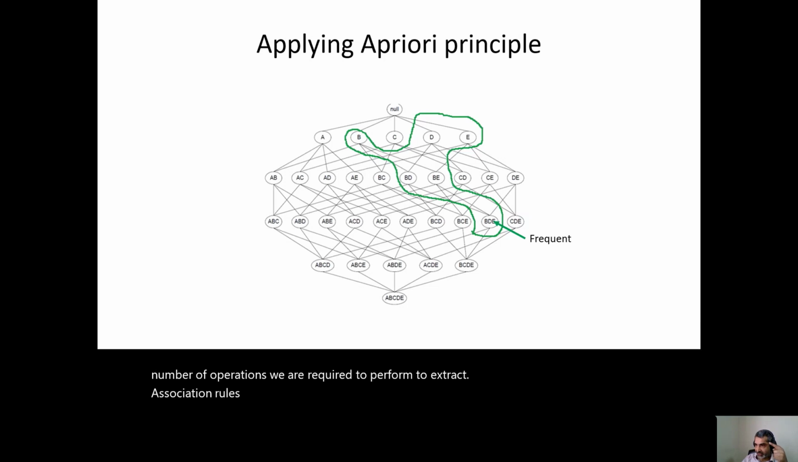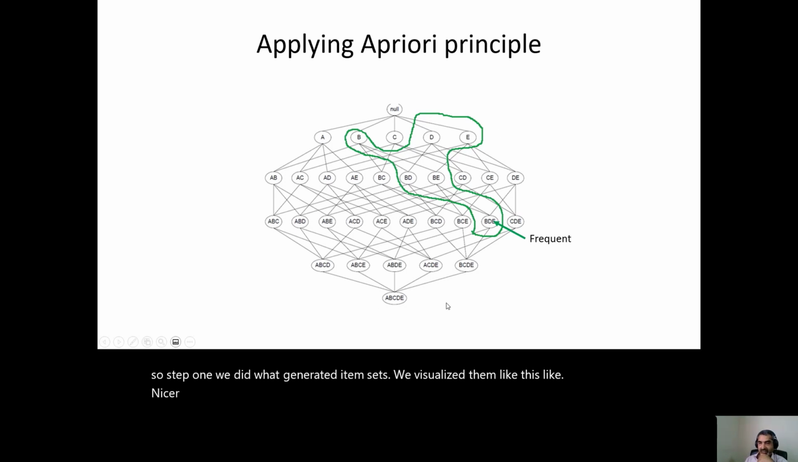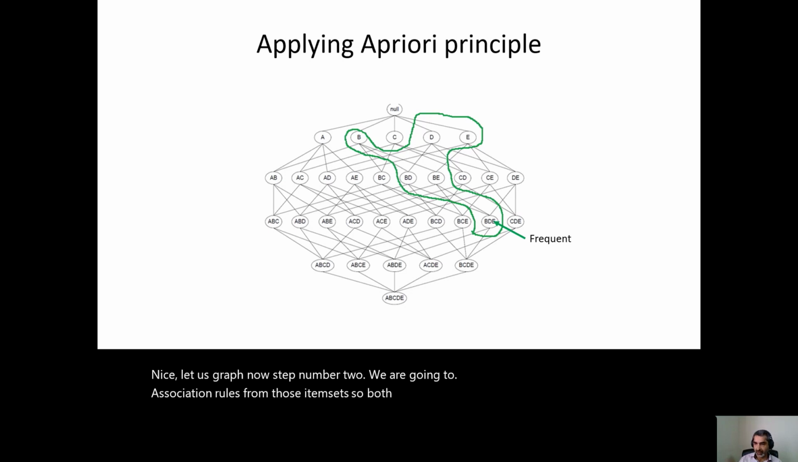So step one, we did what? Generated item sets. We visualized them like this, like a nice lattice graph. Now, step number two, we are going to create association rules from those item sets. So both steps require a lot of computational operations, and we are trying to reduce them using the a priori principle.